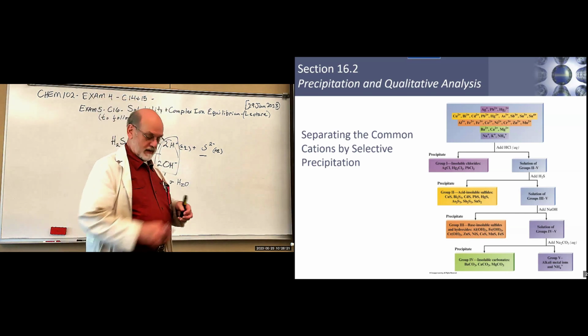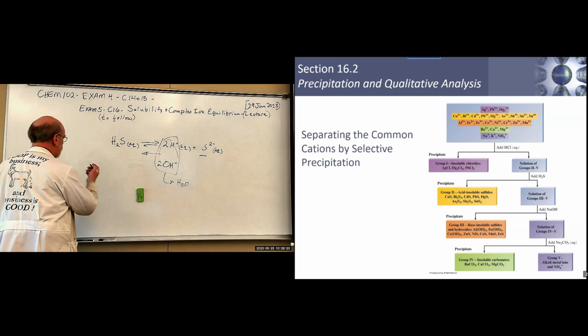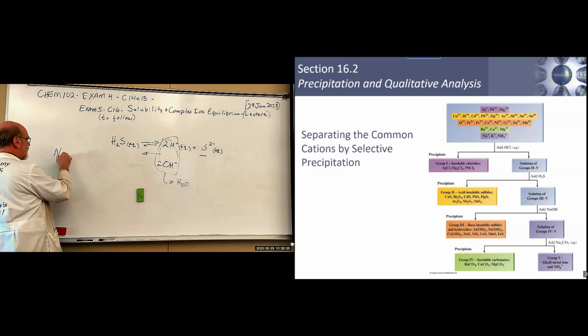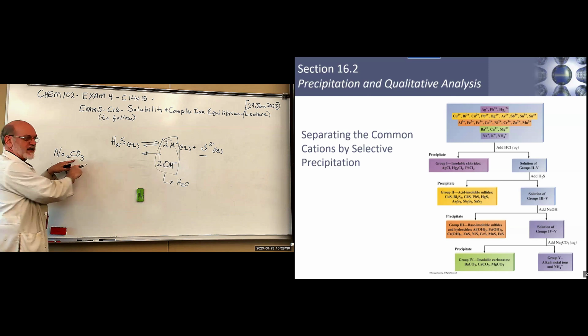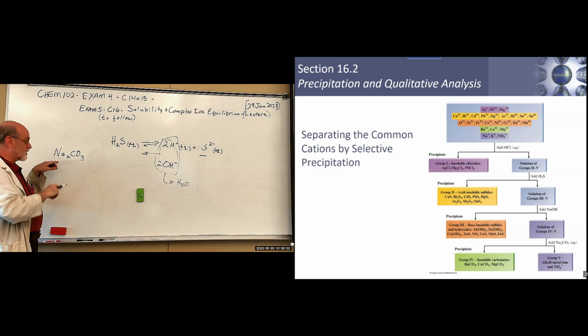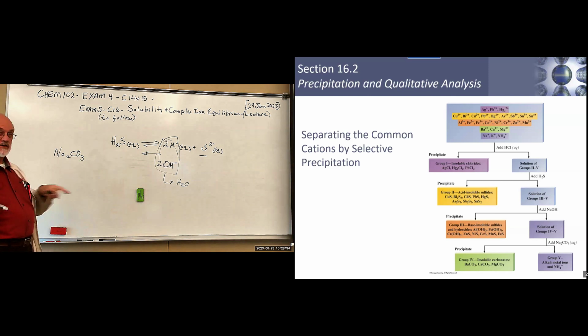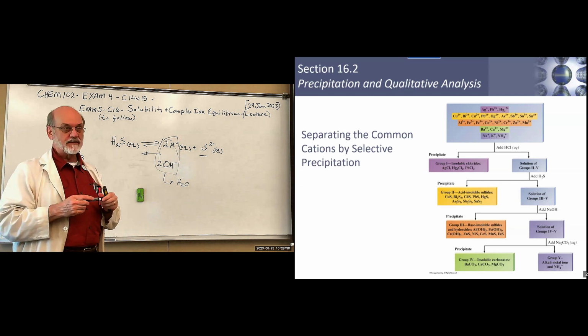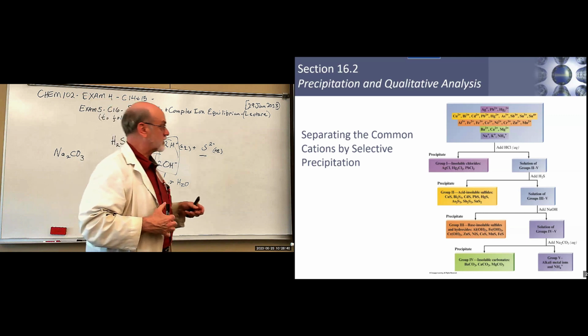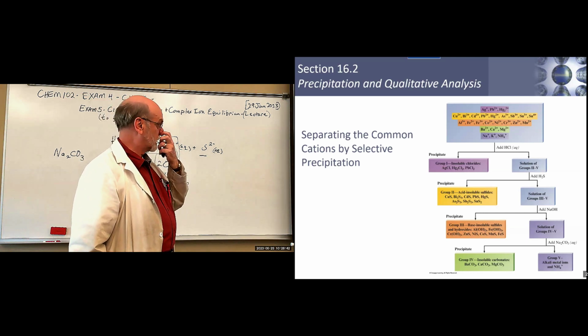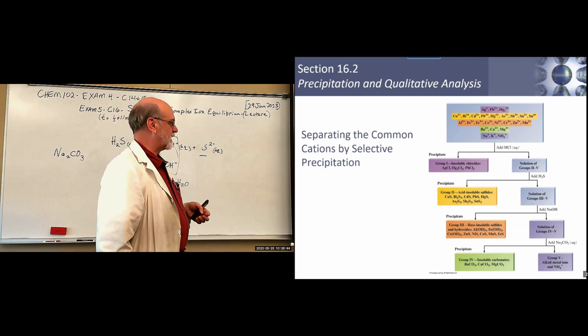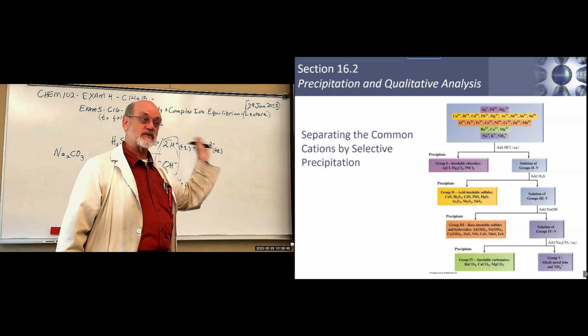Okay, sodium carbonate, remember, if you put sodium carbonate in solution, we talked about that last chapter, right? Strong base, weak acid, right? It's going to be a basic solution. The solution's already basic, so this is going to make it more basic, only add carbonates. And the group 4 is going to drop out as the carbonates. Barium, calcium, and magnesium carbonates are going to drop out, and we filter those out.